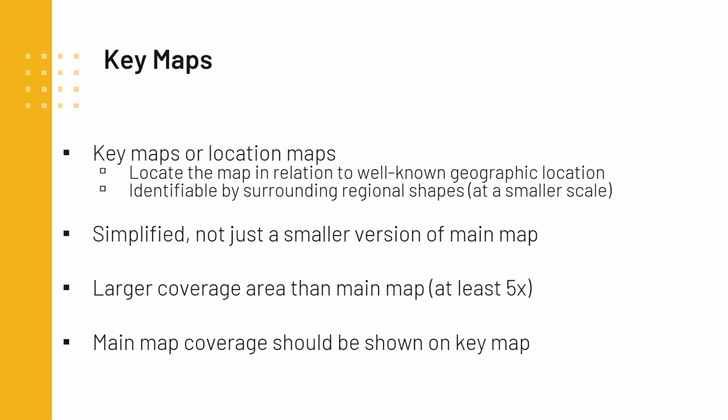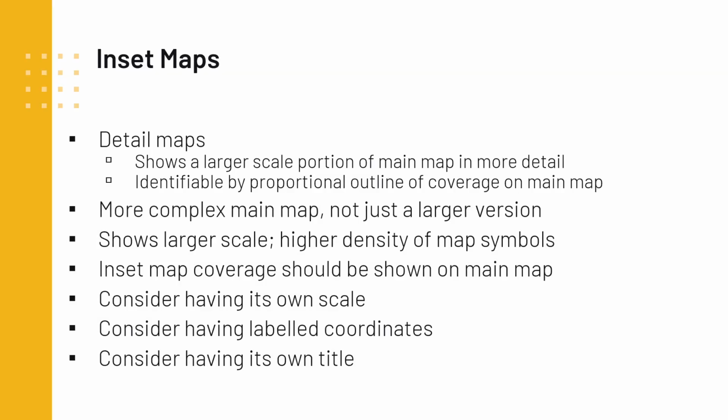And you should show where your main map is located in this larger, more generalized area. Next, we're going to speak about inset maps. So inset maps are kind of the opposite of a key map. You're showing a small portion of your main map, but in far more detail. It's typically done when you have a lot of complex symbology and it's really difficult to make out what's going on. So you show it at a larger scale or smaller area.